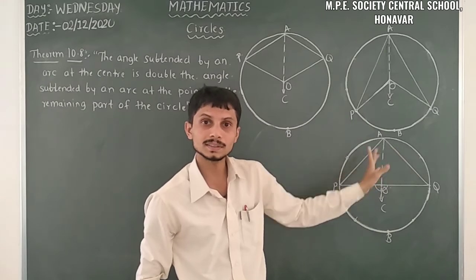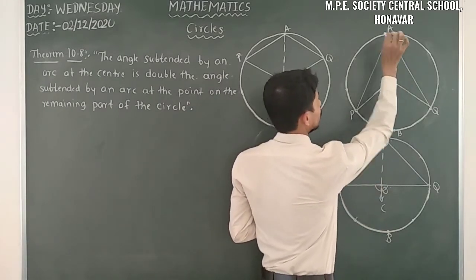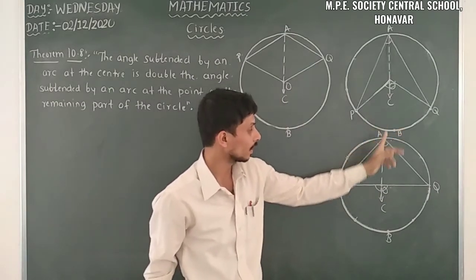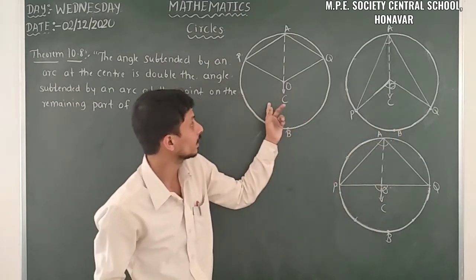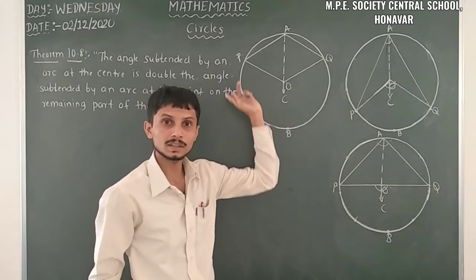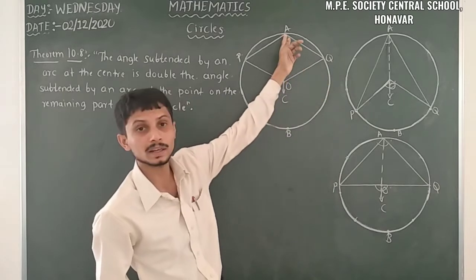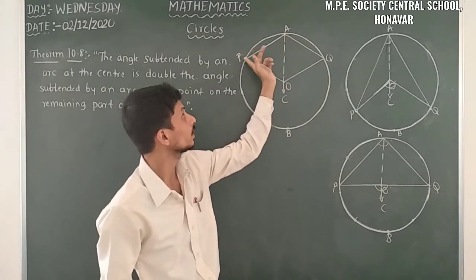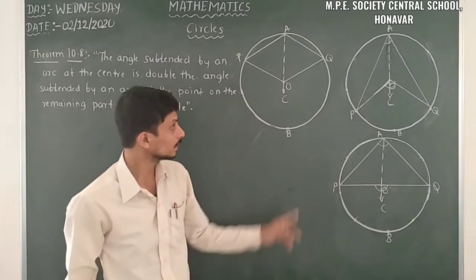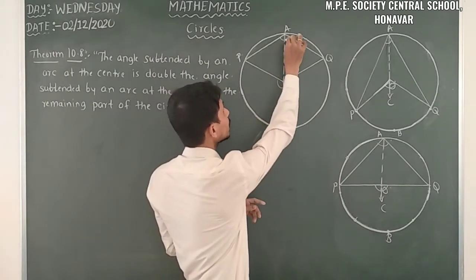So it's the same thing here. Here it is a major arc, here it is a minor arc, here it is a semicircle, and here it is a minor arc. Here it is PBQ. And here we join PO, OQ, and we take another point A. Same point. Here we join PA and AQ. Here also we join PA and AQ. So here it forms one angle, and here it forms an angle.